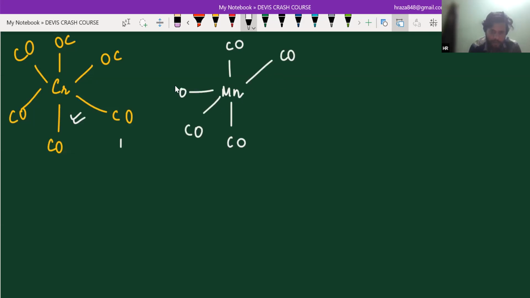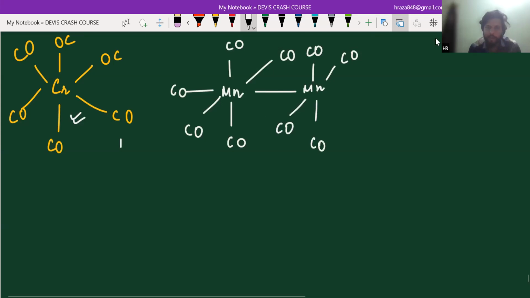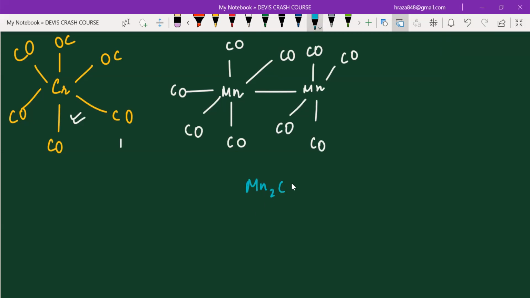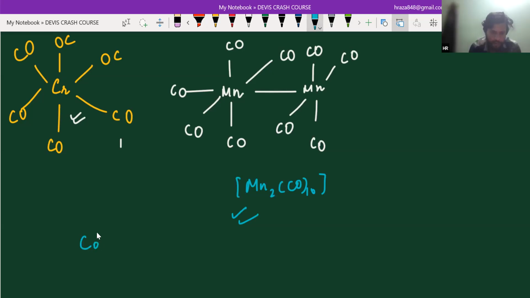And this is also CO. And there is another Mn in which CO is here, CO is here, CO is here and CO is here. So there can be more than one central atom in a complex. Mn2(CO)10, this is how we are going to represent it. As you know, this is C double bond O. There can be a cyclic structure also, and this will be like this, C double bond O, and then CO.